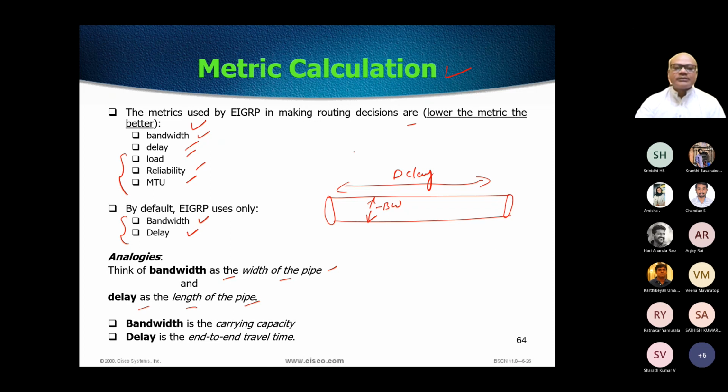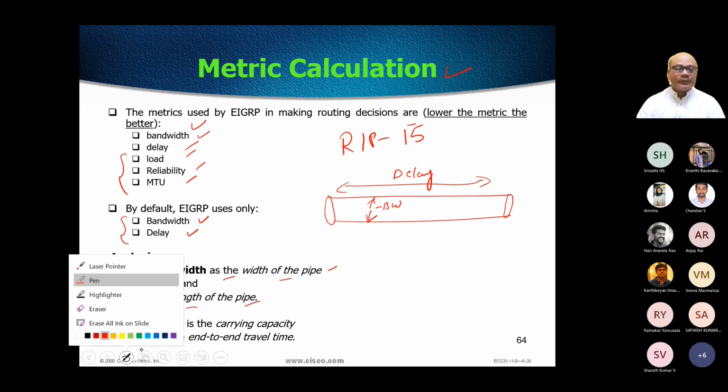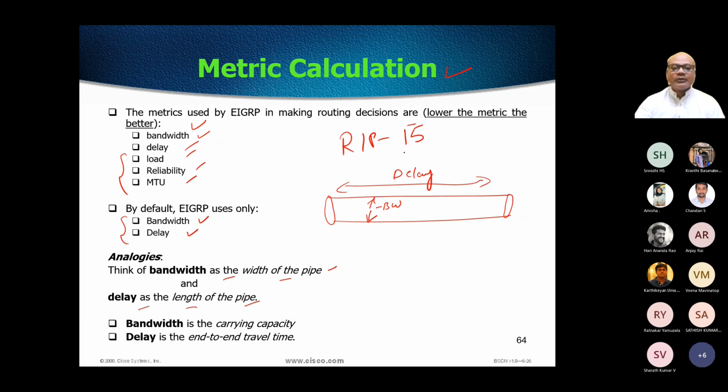Same thing with RIP, guys. How many hops will RIP work with? 15, right? RIP is going to work with a maximum of 15 hops, and your EIGRP is going to work with a maximum of 255 hops. You have to remember, guys.